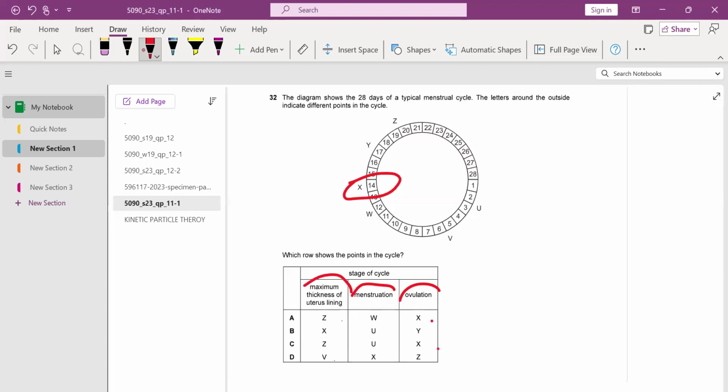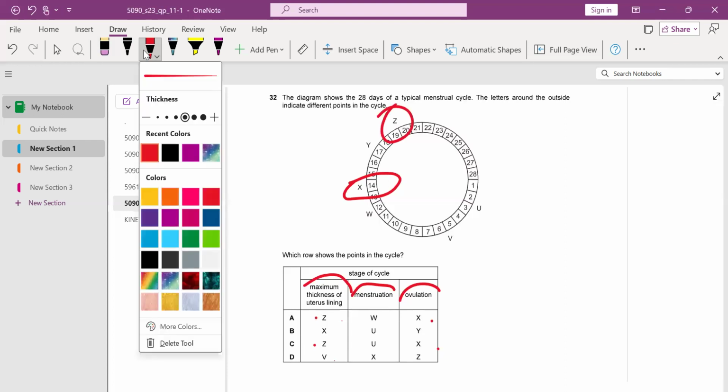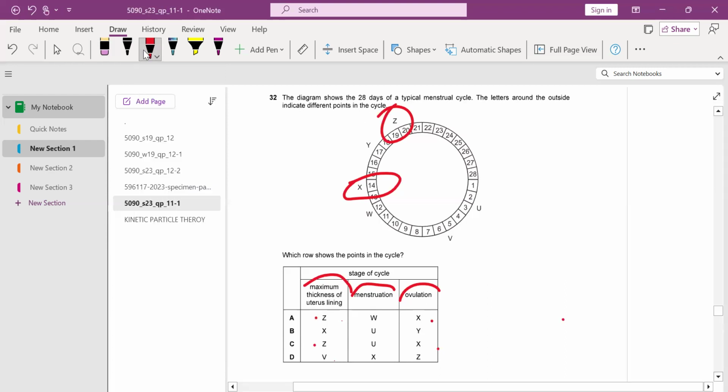Then menstruation right after ovulation. Again, the uterus lining would start becoming thick. So we have two options, Z and Z. So option Z is for maximum thickness. Now you have to identify the correct one for the menstruation. As the uterus lining becomes maximum thick, the menstruation starts. So it would be at U. So the correct option for question number 32 is C.